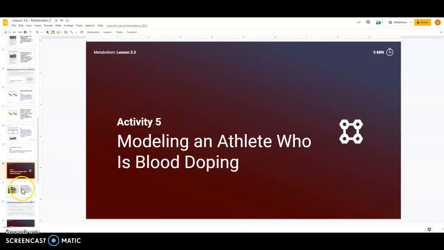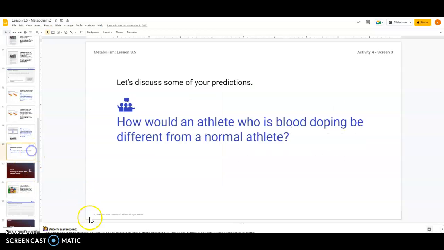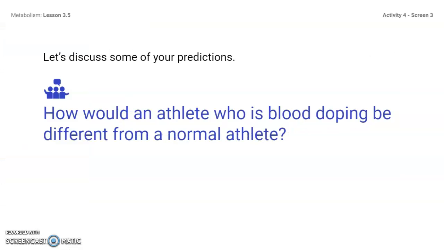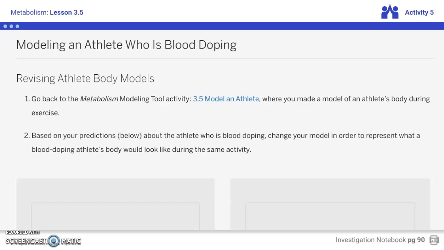Okay, we're going to hop into modeling that blood doping athlete's body using part 5 in your lesson, so activity 5. So you're going to use your predictions about blood doping athletes to revise the model of the athlete you created in an earlier lesson. So if you said that the person that is blood doping would have more red blood cells than a normal athlete, and the red blood cells would carry oxygen, so they would end up having more oxygen in their circulatory system, you would be totally right. So we're going to see a ton more oxygen. So let's see if that's going to be the case. So you're going to use those predictions to help you revise this model that you created in an earlier lesson.